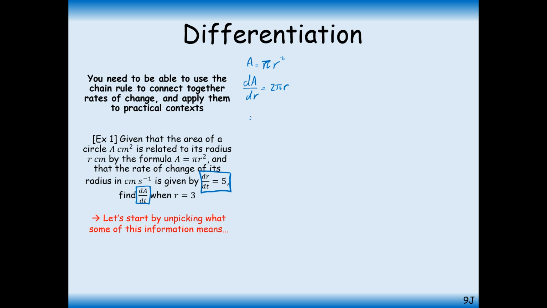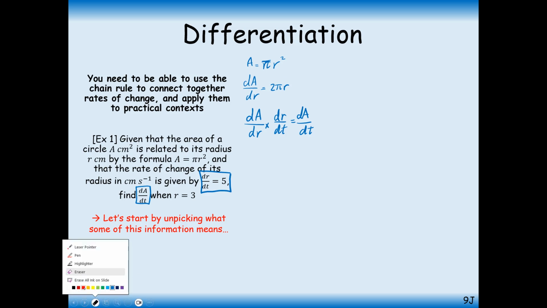So if I actually think about dA by dr and multiply that by dr by dt, what I end up with is what the question is asking us to find, dA by dt. Let me get rid of the writing here. So that's what we are going to do. So we know that the value of r that we need to substitute is 3 here.